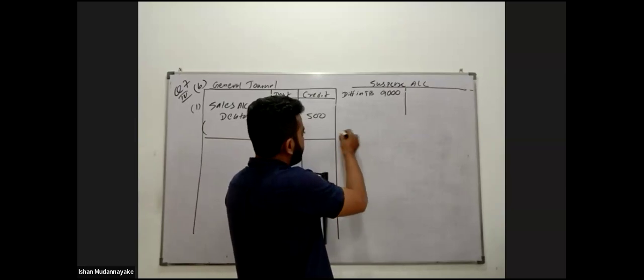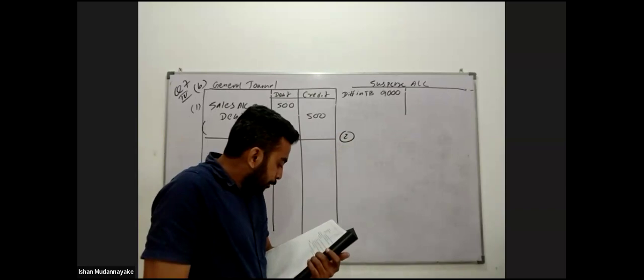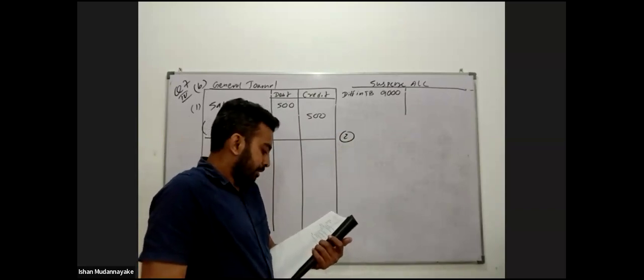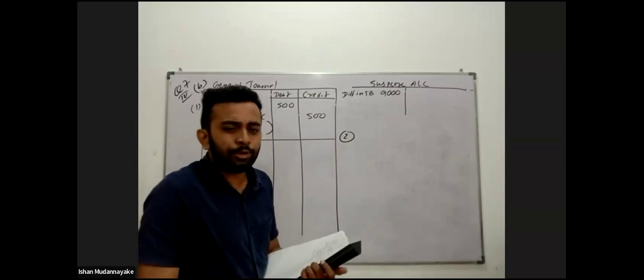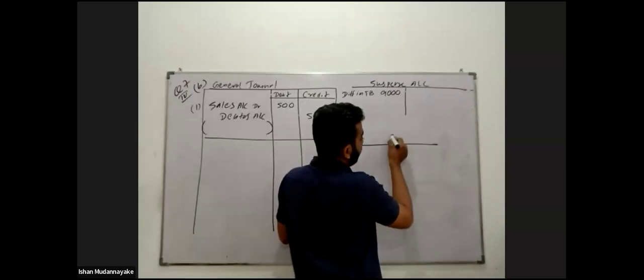Now, second transaction. Look at the second one. The payment of house rent 10,000 was posted in the house rent account as 1,000. Now, how to pass a double entry for the transaction?